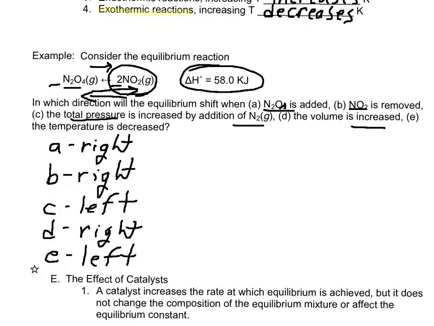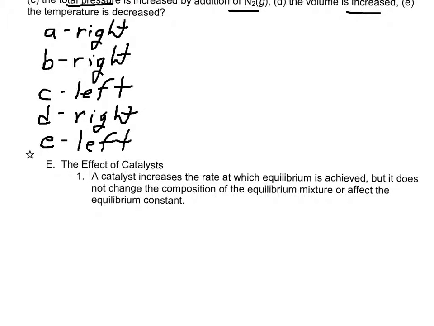And then lastly, catalyst. Catalysts only change how fast it's happening. It does not change K. It does not change the composition of the equilibrium mixture. It does not affect equilibrium whatsoever. It just makes it reach equilibrium faster. That's all that catalysts do. They affect rate. They don't affect K.